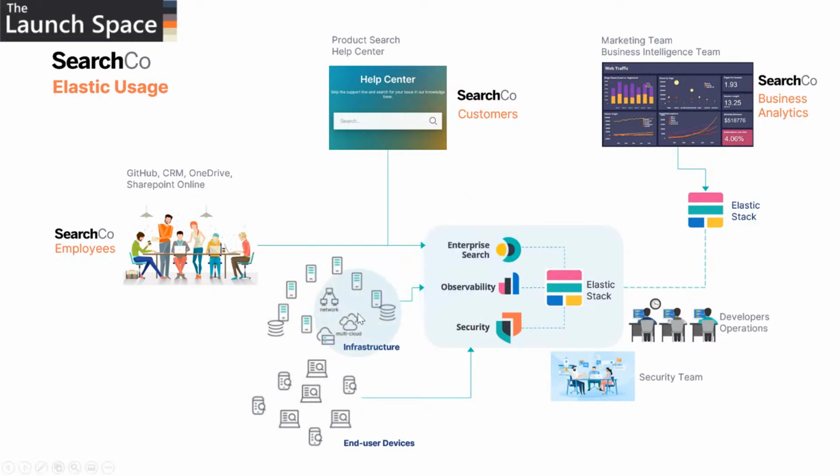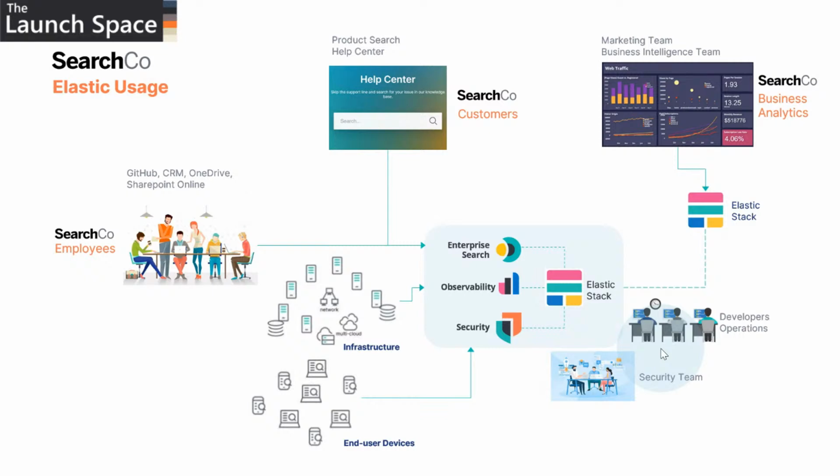Obviously, all this also translates into a lot of infrastructure and end user devices that need to be observed and protected. And that's where the security team and the developers and operations leverage the observability solution provided by Elastic and the Elastic security solution to observe this infrastructure and these devices and also keep them protected.